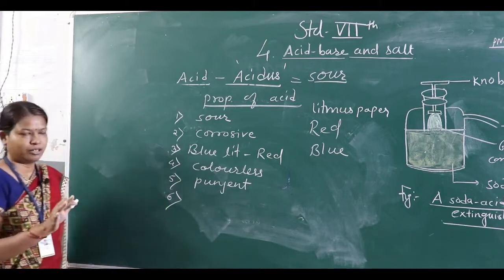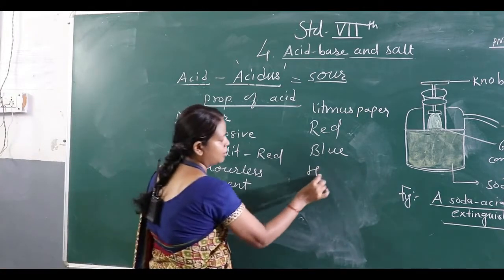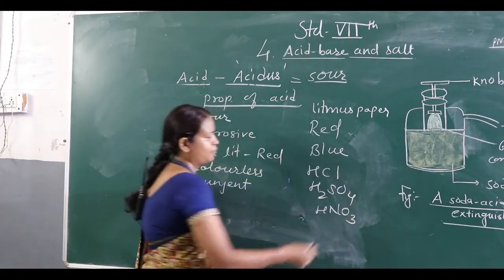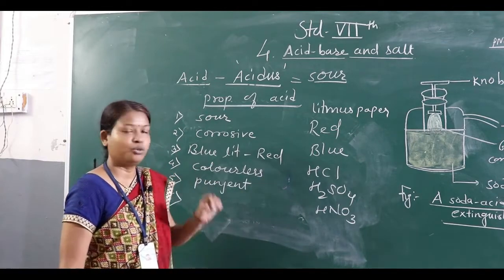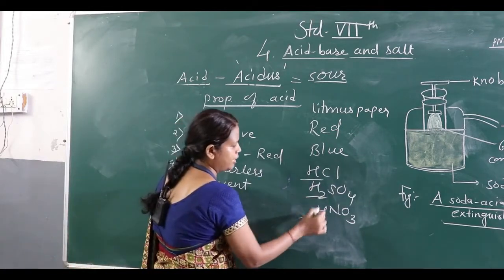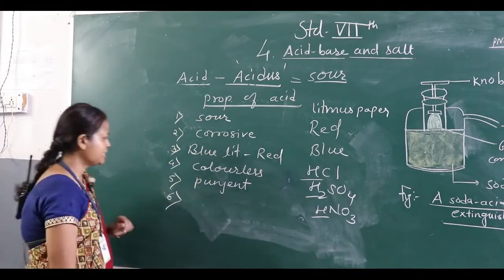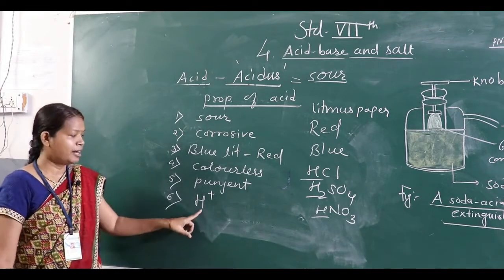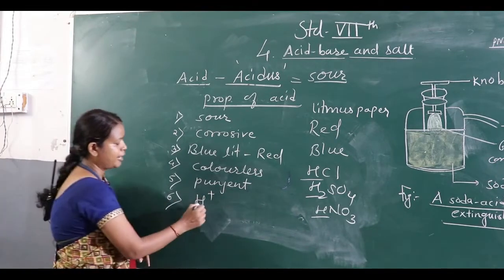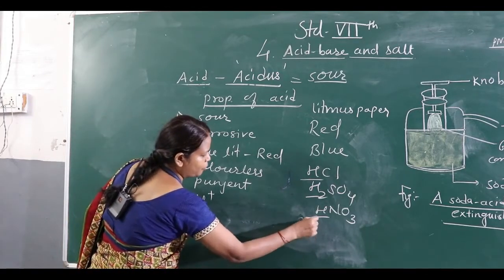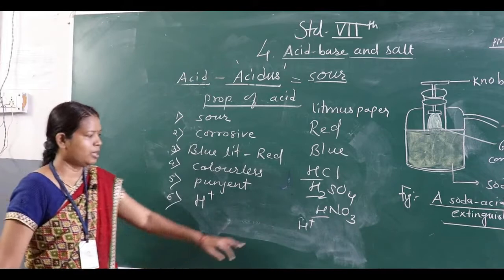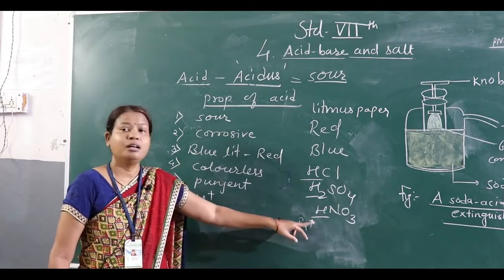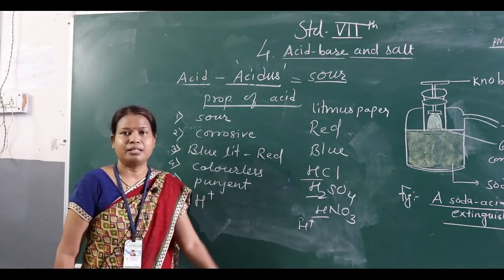Acid contains any acid. For example, I have given you the examples of hydrochloric acid, sulfuric acid, nitric acid. If you observe these formulas carefully, you will notice that every formula contains hydrogen. This means acid contains hydrogen. Now I have written hydrogen with positive ions. So what are these ions? These are the compounds which are present in the chemicals.